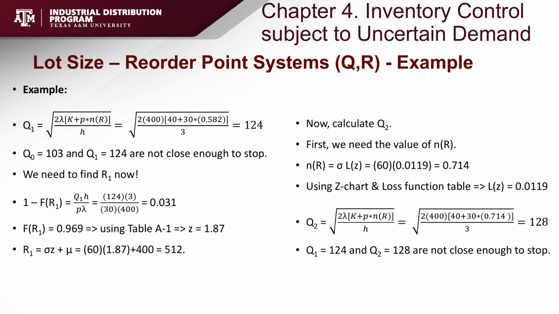Is 124 close to 103? Well, no, we keep going. 1 minus F of R sub 1 is 124 times 3 over 12,000, about 0.031. The Z drops to 1.87, and R sub 1 is 512. The loss table now gives L of Z of 0.0119, N of R becomes 0.714, and Q sub 2 lands at 128. Still moving, 124 to 128. All right, one more pass.